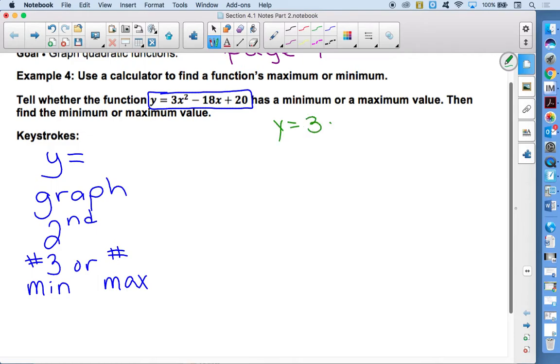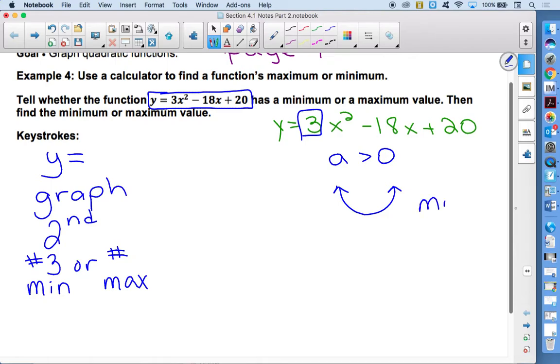Y equals 3x squared minus 18x plus 20. We need to decide if this is a maximum or a minimum. To do that, we have to focus on the a value. In this case, a is 3, which is greater than 0. That gives us a parabola that is a happy parabola. It opens up. And the vertex is a minimum value. Algebraically, we can find this minimum value by using x equals negative b divided by 2a.